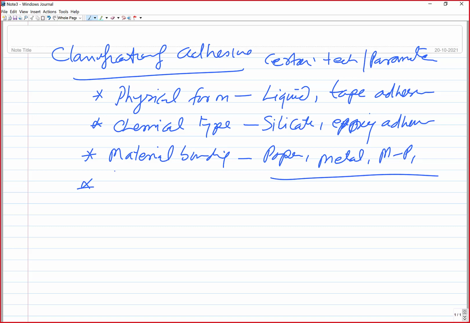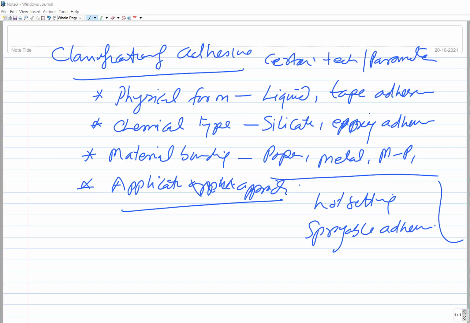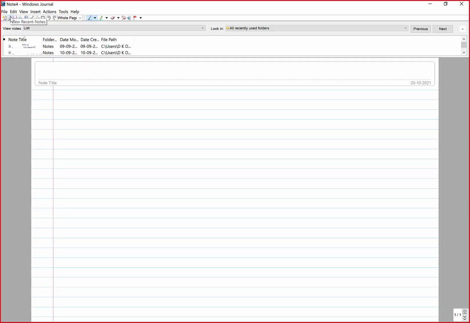Then we have classification based on the application approach, how these are applied. There are hot setting adhesives and sprayable adhesives, which can be applied through spraying.